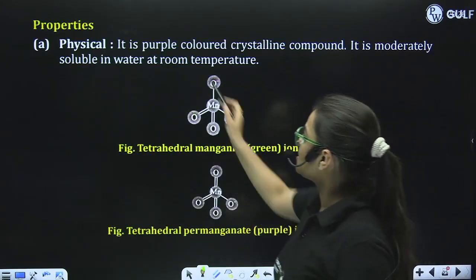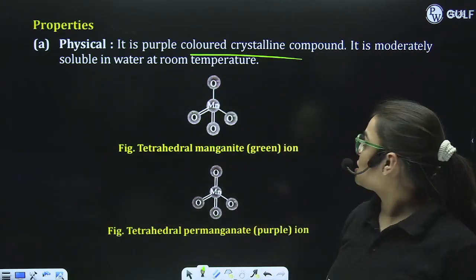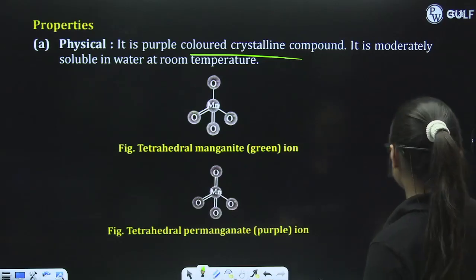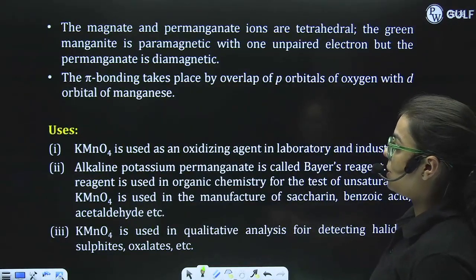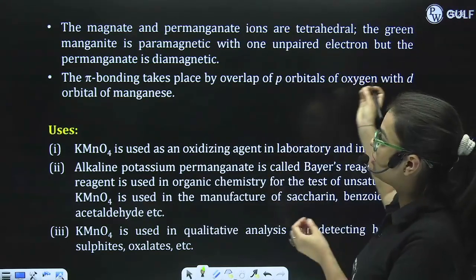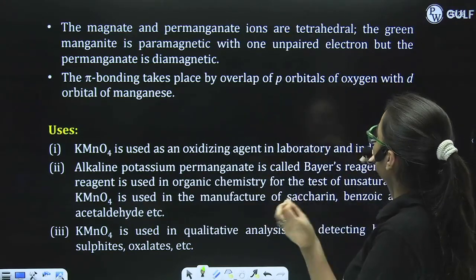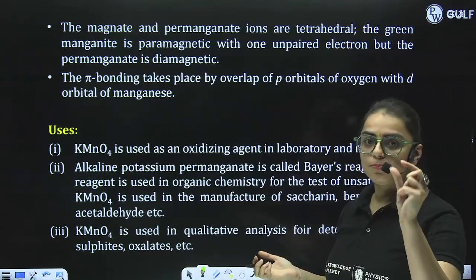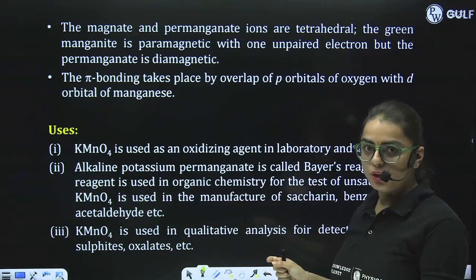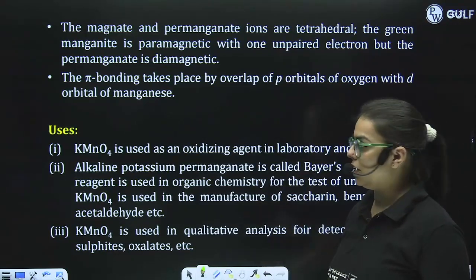Now what are the physical properties? It is a purple colored crystalline substance. Everybody knows that, right? It again has a tetrahedral shape, right? And let's talk in detail: the manganate and the permanganate ions are tetrahedral. The green manganate is paramagnetic with one unpaired electron, but the permanganate ion is diamagnetic. Clear? Diamagnetic having paired electrons, paramagnetic having unpaired electrons.